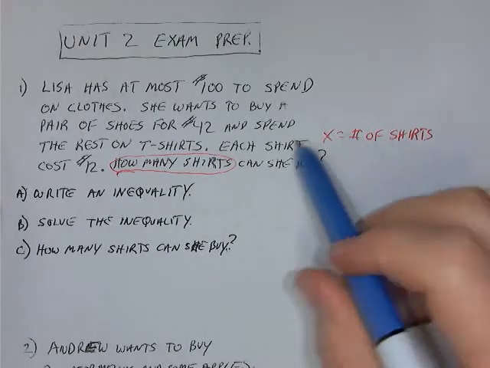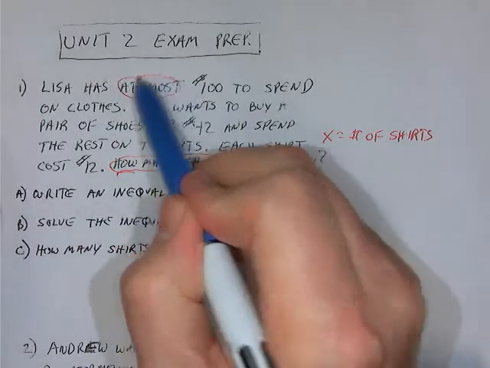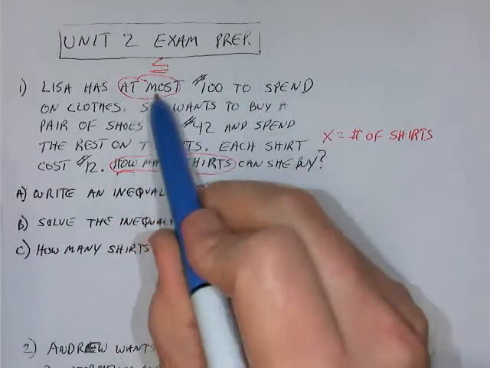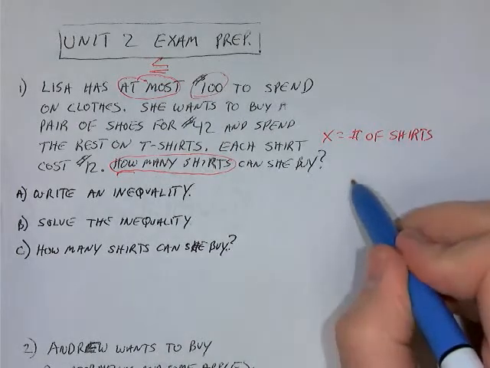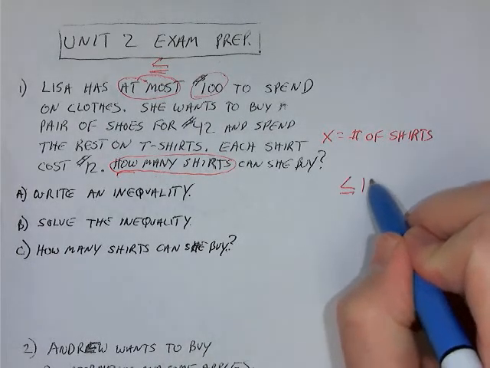All right, well, let's see what we have here. It says Lisa has at most. Hey, wait a minute. At most means less than or equal to. She has at most $100 to spend. So what we'll do is we'll set this up as less than or equal to $100.